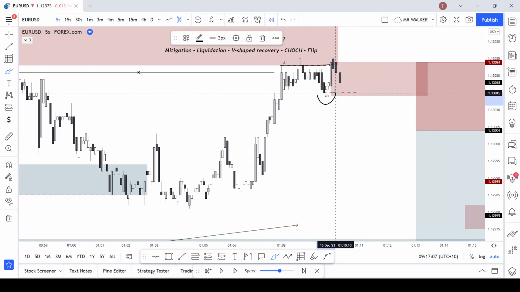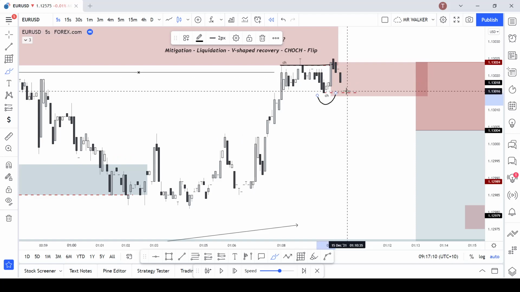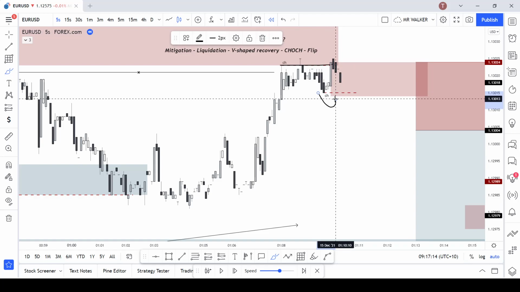This is our new low, which means that we need to see this low get broken.